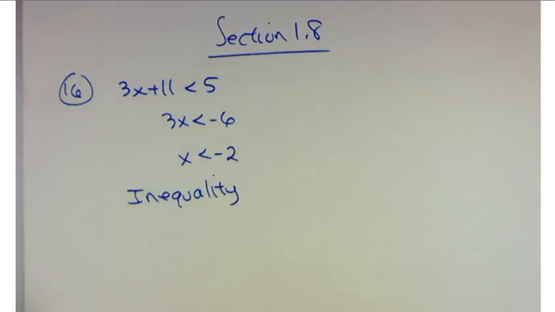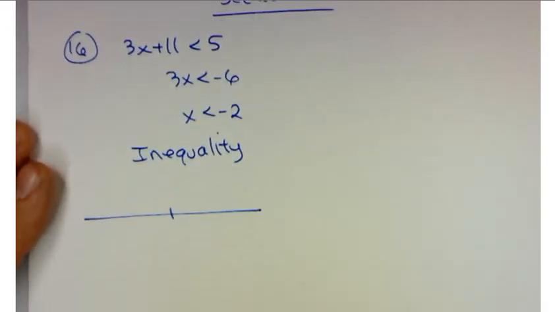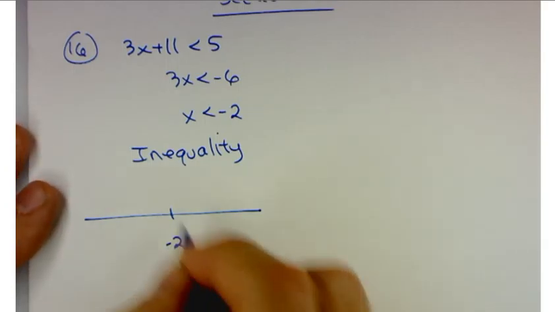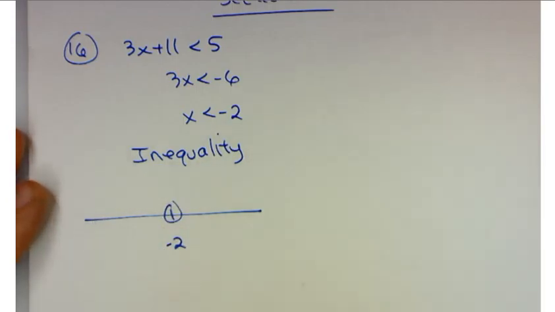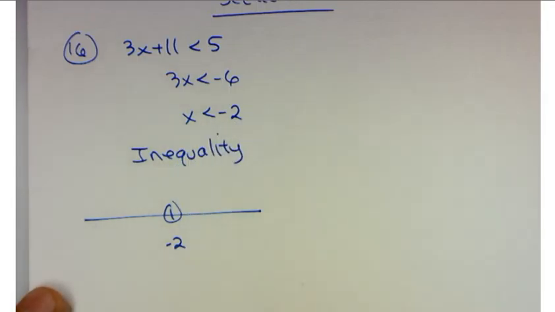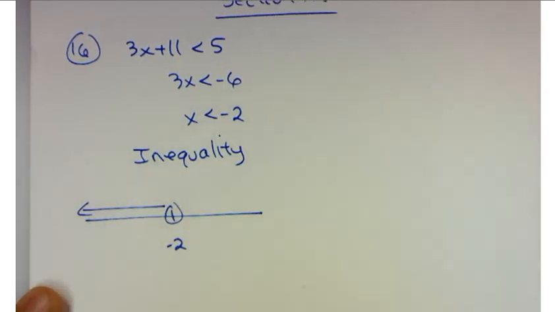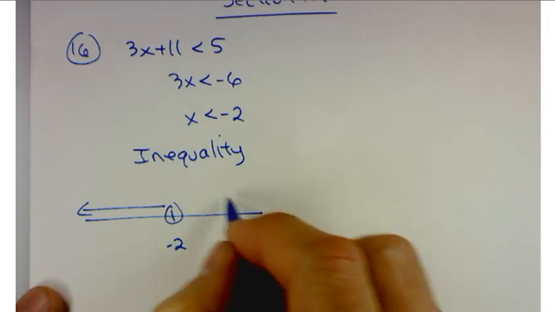Well, that's great for the inequality, but sometimes I'm going to ask you to graph it. So graphing it, I'm going to put a dot on negative 2. And because I'm not actually including negative 2 itself, I'm going to draw a hollow circle around that, an empty dot. Now, which way am I going to find numbers that are less than negative 2? To the left or to the right? To the left. Good. So I'll draw an arrow to the left. So I got the inequality here, and then this is, of course, the graph.